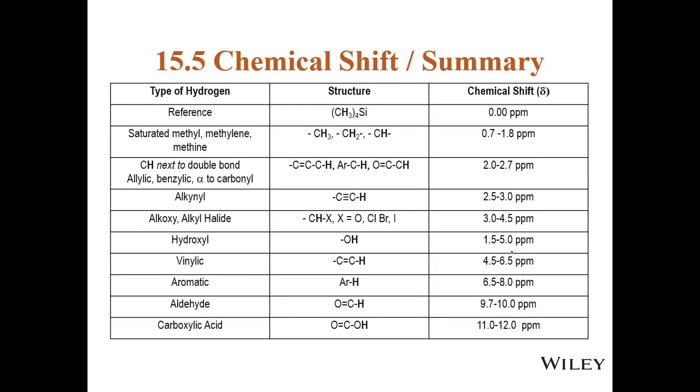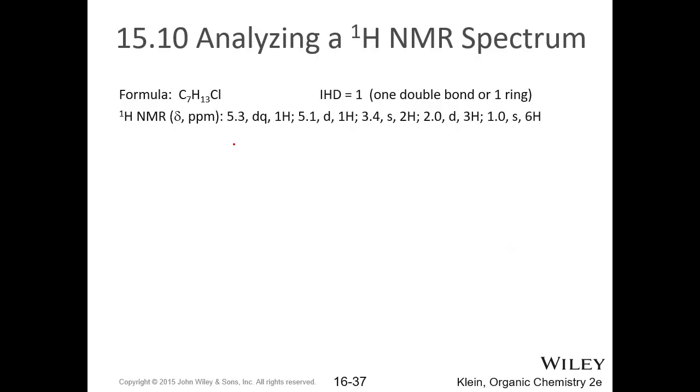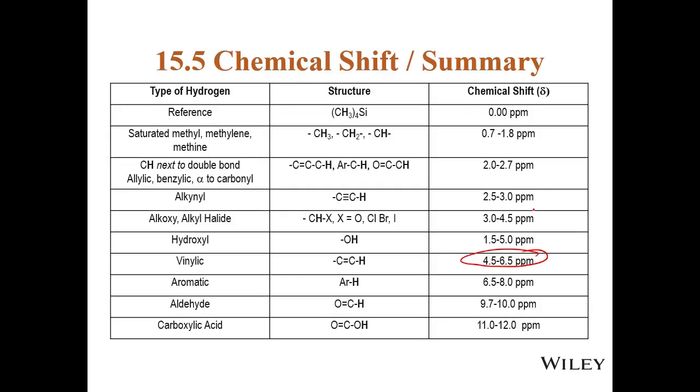5.3, this is in the vinylic range. So that tells us we have a hydrogen on a carbon that's part of a double bond. And carbons have 4 bonds, so I'll draw them in there. 5.1 is the same region, so we have another one of those. 3.4, if we come back to our table, we're looking in this range.